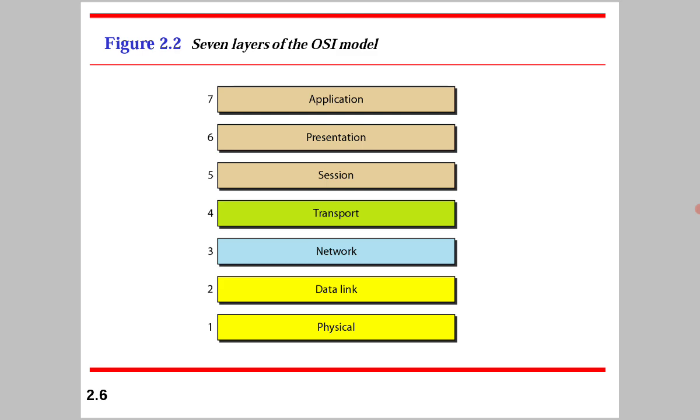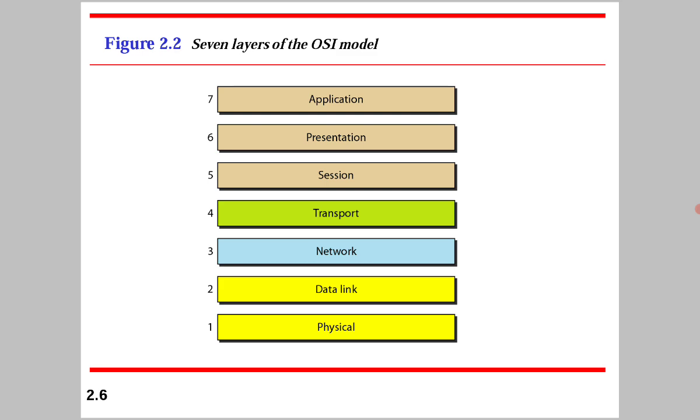Next, the communication process in a network is divided into several parts. First one is the physical layer, second is the data link layer, network layer, transport layer, session layer, presentation layer, and application layer. So, these are the 7 layers. First layer is called the physical layer.